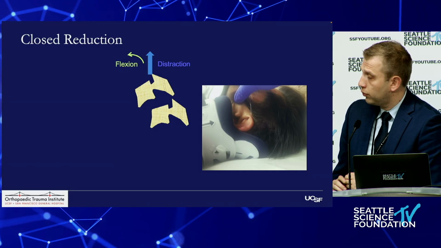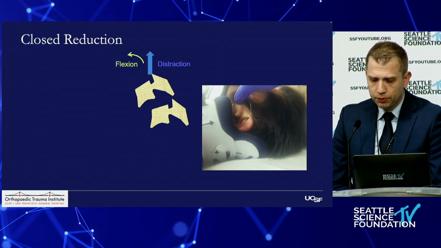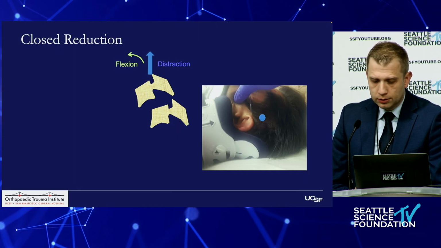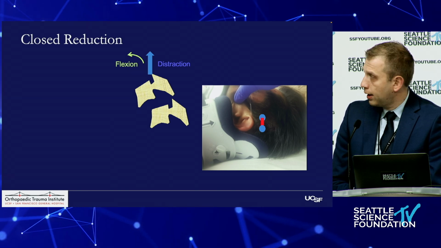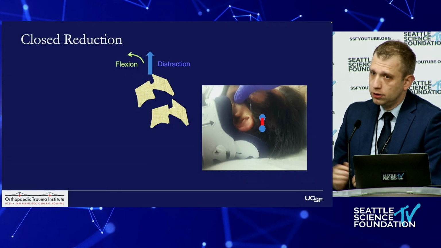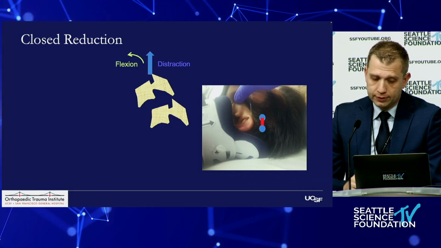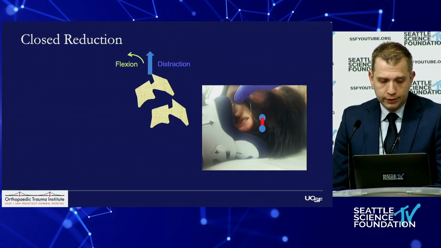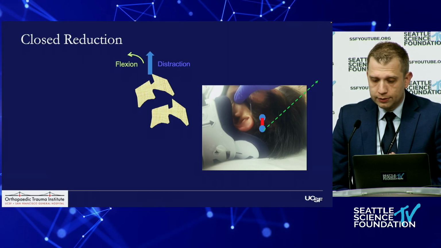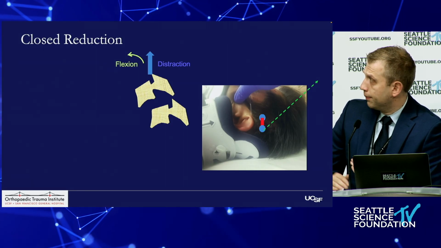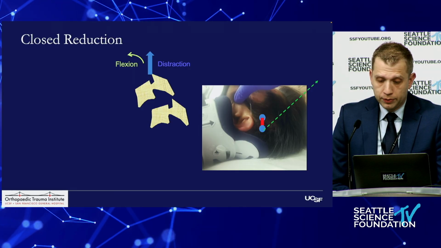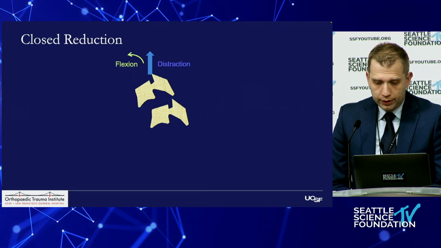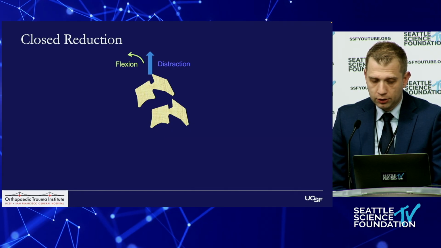And a little pearl of wisdom is when I put my Gardner-Wells tongs, I actually put them a bit more posterior because that allows me to have a bit more of a flexion arm and unlock the facets. And so that's an aid. Also, I make sure that the rope is pulled in a flexion type of moment. And then you pull more distraction.